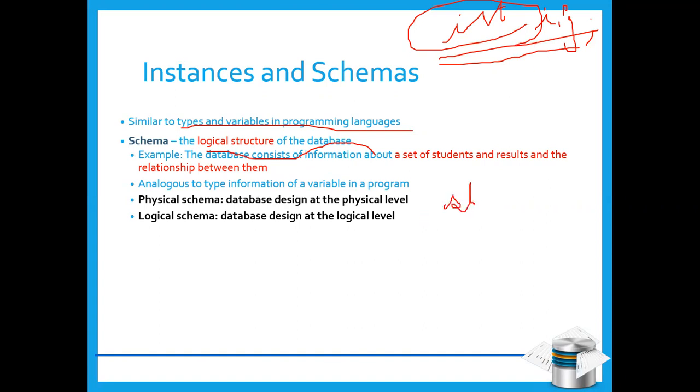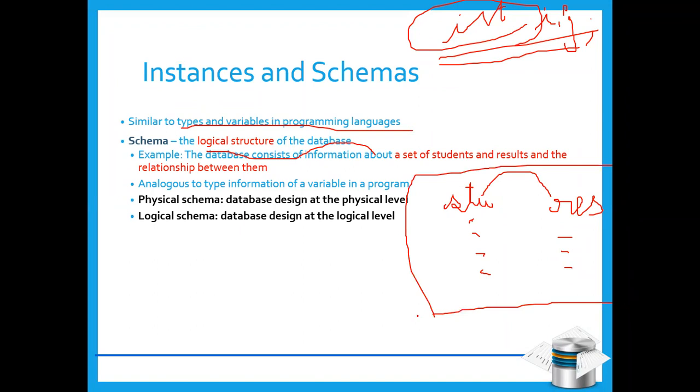Imagine, as I told you earlier, you do have a student set where you'll have lots of details about students, and then you will even have a result or marks set which will have all the results of the students, and as I told you, they will be related. Now this particular thing, to be very specific, can be called the structure of my database. That particular thing, you call it the schema, the logical structure of the database.